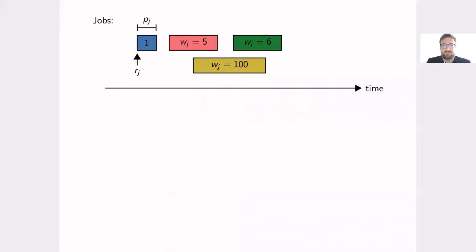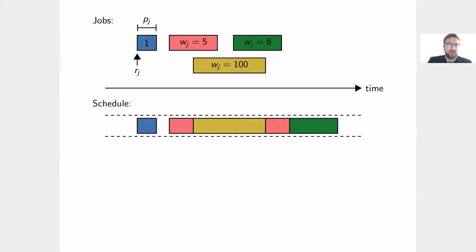So let me explain this scheduling problem. Here, I draw the time axis on the horizontal, and each of these jobs, depicted by a rectangle, arrives at some time rj. Further, each job has some processing time pj, and it has a weight wj, which describes how important it is. A schedule can look as follows.